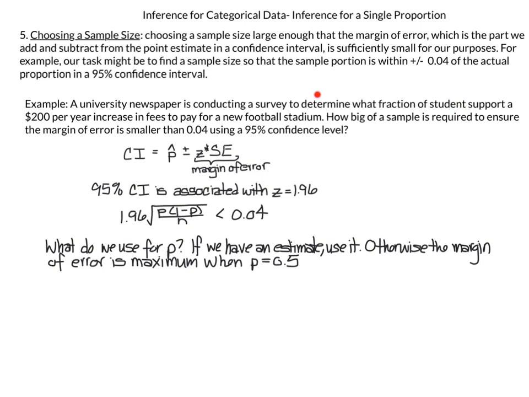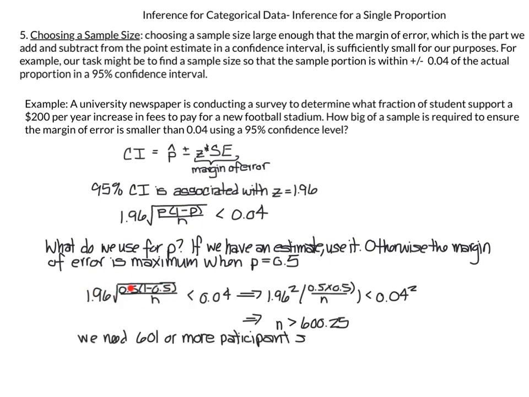At this point, they haven't told us what p is, because they haven't gone out and done the sample yet. We're trying to determine how big the sample should be, so there's not any p hat for us to use. So what do we use for p? If we have an estimate, say from last year, we can use it. Otherwise, the margin of error formula is maximum when p is equal to 0.5, so that is what we're going to use.